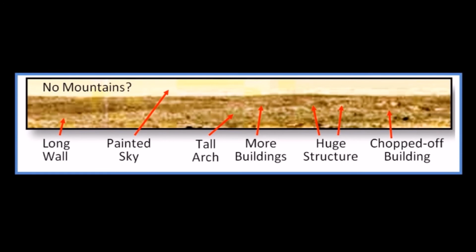Now this is the image at the back, where you can see the long wall going from left to right. Definitely no mountains and the painted sky, spoiling things really, because if you go to the right you can see the building where its roof's chopped off, and then you've got a huge structure with arches built into it and more buildings behind, and then in part of the wall, you've got a tall arch as well. So definitely something very interesting there.